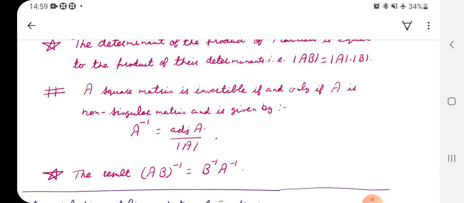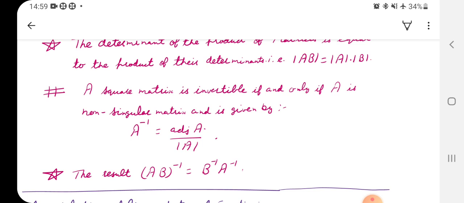Next, inverse. Now how to find inverse and what is the condition for inverse, you will get to know here. A square matrix A is said to be invertible if and only if A is a non-singular matrix. So for a non-singular matrix only we can find the inverse. For a singular matrix we can't find the inverse, and it is given by A inverse equals adjoint of A by determinant of A.